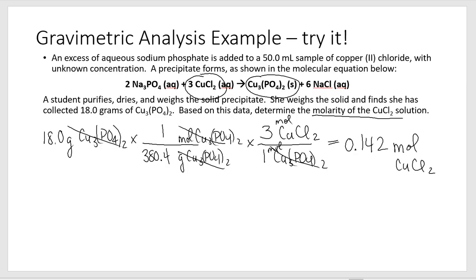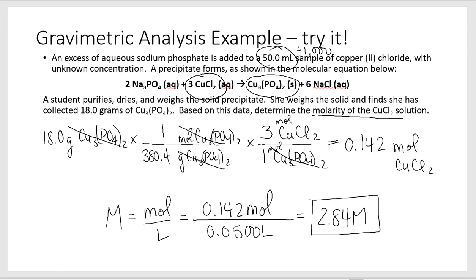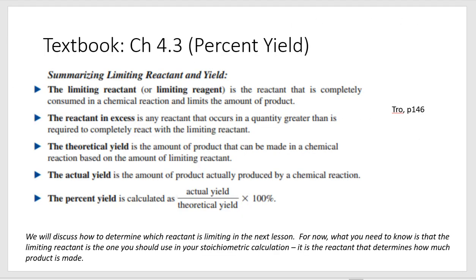The question asked me for molarity. Molarity is moles per liter, and my moles is 0.142. My volume is 50 milliliters, so I'm going to divide that by 1,000, and I will get 0.0500 liters. Remember, those last two zeros are still significant. When you plug that in, you get 2.84 molar as my molarity. So that's what gravimetric analysis is in general.